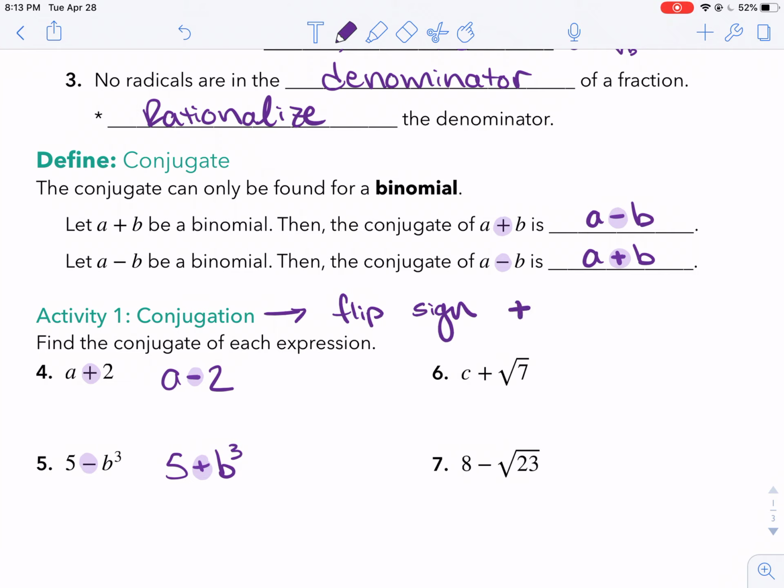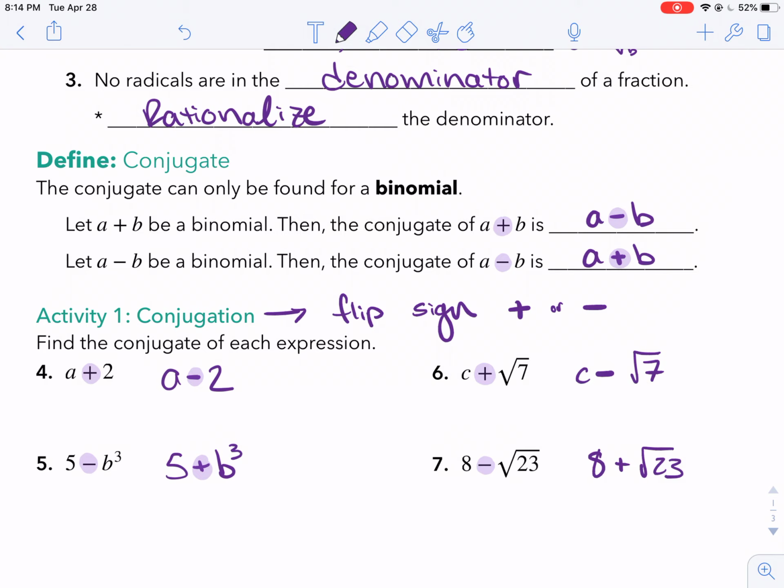So to make a conjugate, just flip the sign. Change the plus to a minus. So here in number 6, we have c plus the square root of 7. What is its conjugate? Oh, that's c minus the square root of 7. Yay. And what's the conjugate of 8 minus the square root of 23? Well, that's 8 plus the square root of 23.